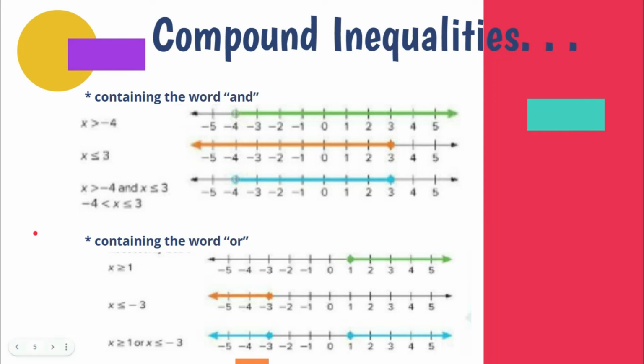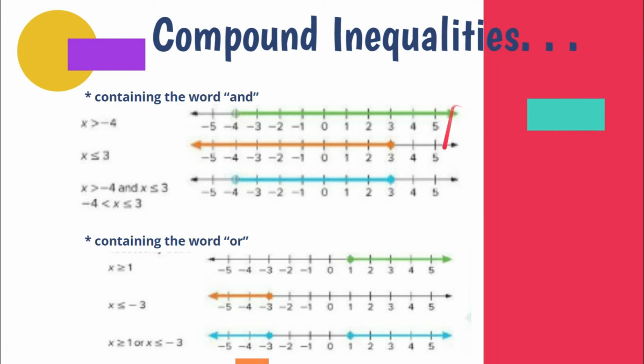not necessarily both. So just like before, the first number line represents one of the expressions. So x is greater than or equal to 1. It has a closed dot to show it belongs to the solution set. And the arrow points towards the right, indicating that the solutions can include all the real numbers greater than 1.